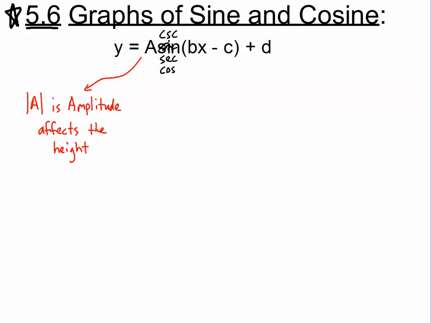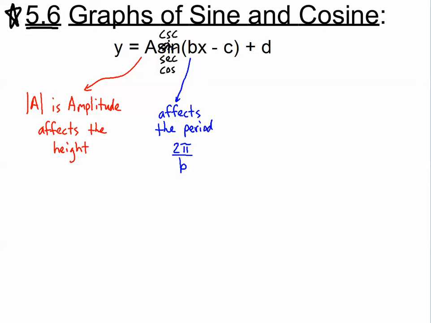And we've already looked at what B does. Now, B in and of itself is nothing, but B will affect the period. What we do is we take our normal period, which is, in this case, for sine and cosine, 2 pi. That's how long it takes before the graph repeats itself, and we divide by whatever B is. So B affects the period, and that's the accordion type thing. It will shrink horizontally or stretch horizontally.